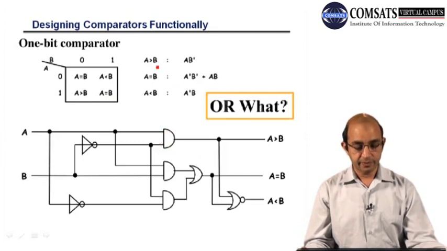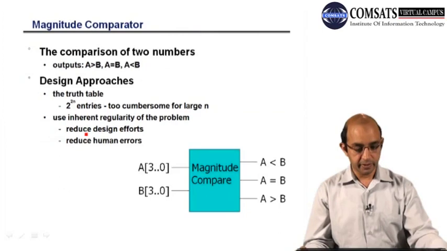If I talk about the min terms, for a greater than b we have only one, a b bar. For a equal to b we have two possibilities, 0 0 and 1 1, so a bar b bar plus a b. For a less than b, a bar b, this is the only one. So this is the circuitry, and this is the 1-bit comparator.